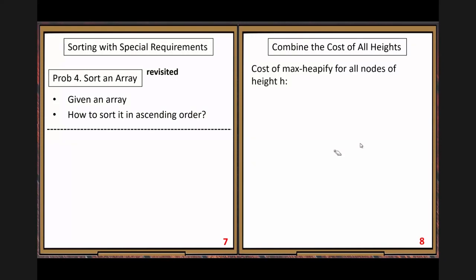Cost of max heapify for all nodes of height h. Here, let us fix height h. We want to calculate, or we want to estimate, if we run max heapify operation from that location, the node has a location. We start from there and go all the way down to the leaf, the very bottom, the leaf level. Estimate that cost. Then we accumulate all such total costs. That's the building cost.